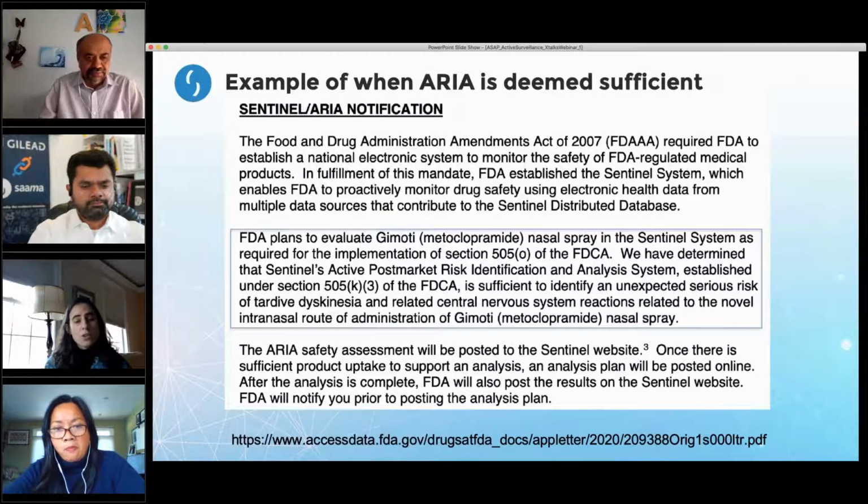And so a manufacturer can look at this and say, oh, well, now I understand FDA intends to do this study. And likewise, in these letters, they can find it to be insufficient, where they then require the sponsor to do a study with some parameters and specifications associated with it. And so that's what the sufficiency concept is around ARIA.